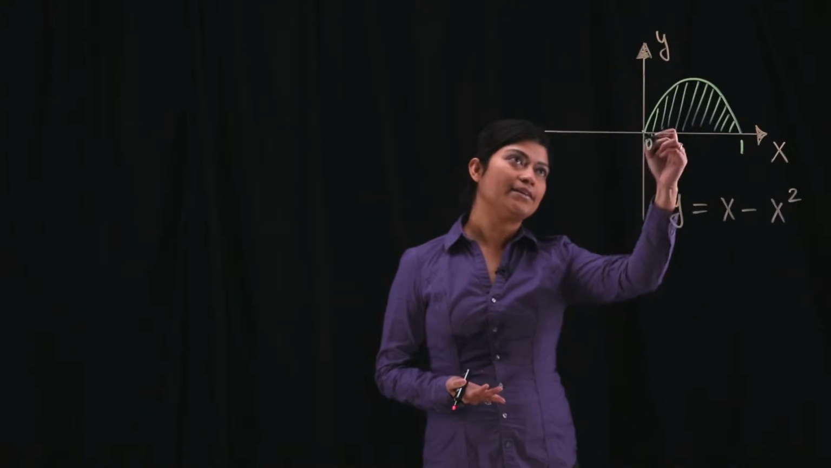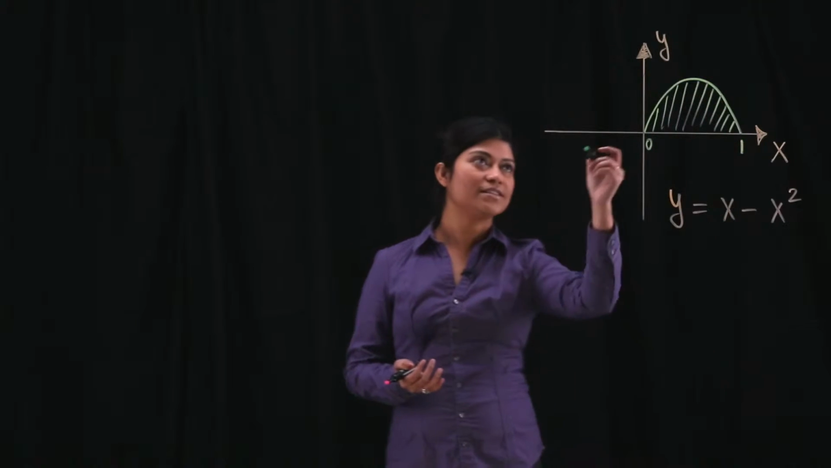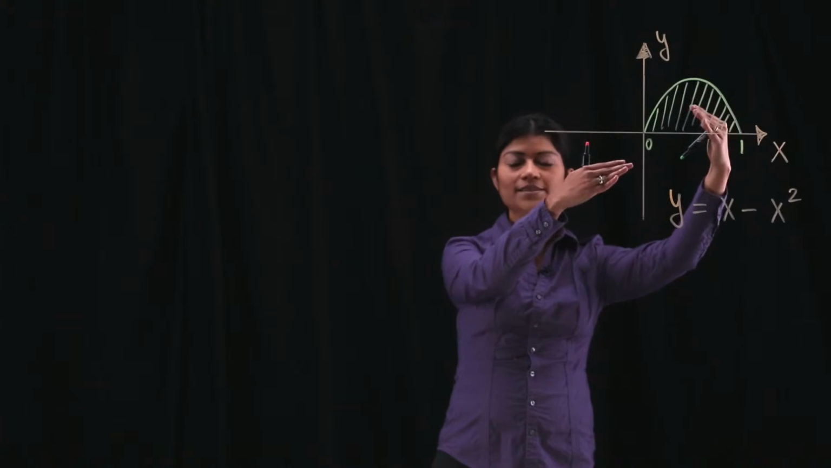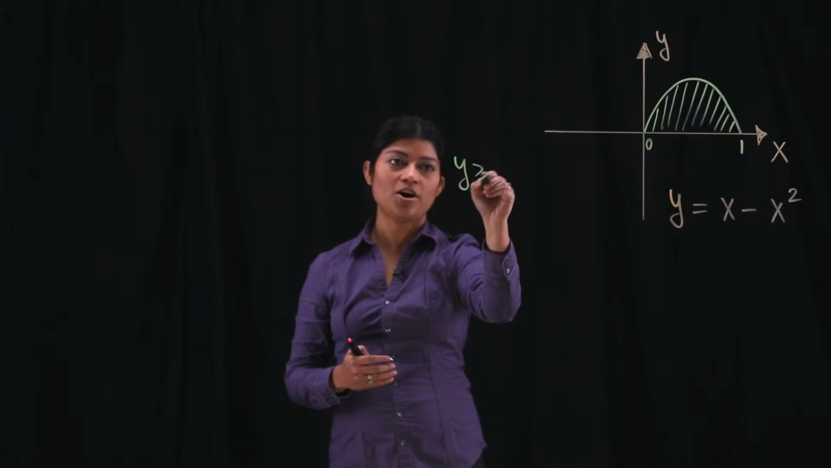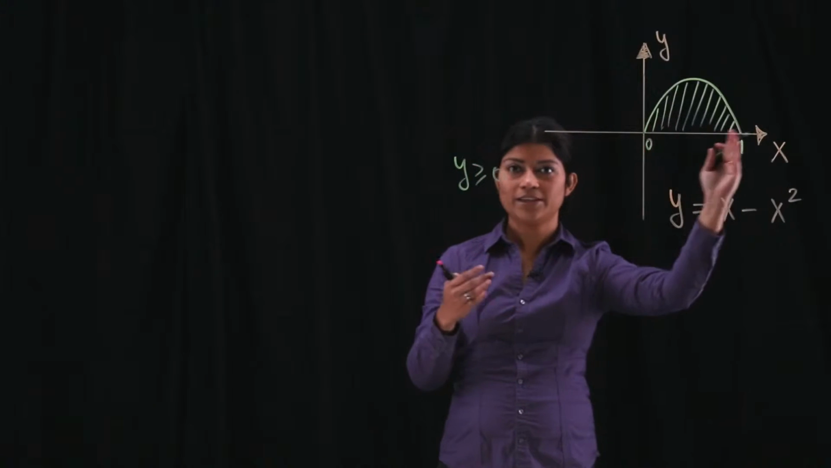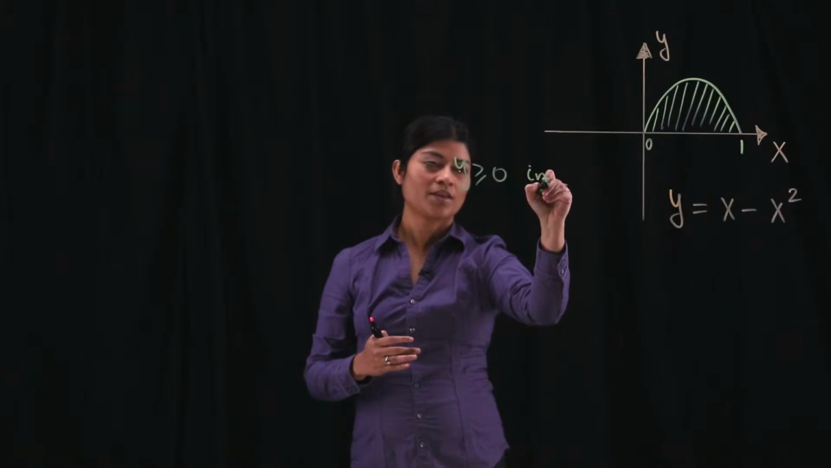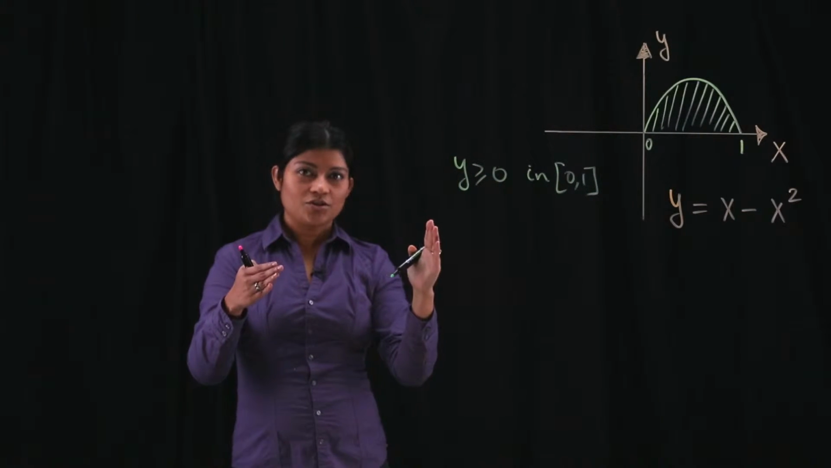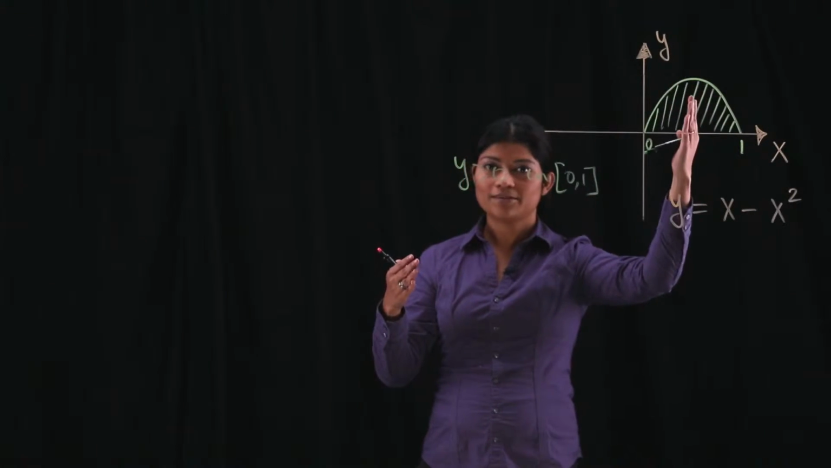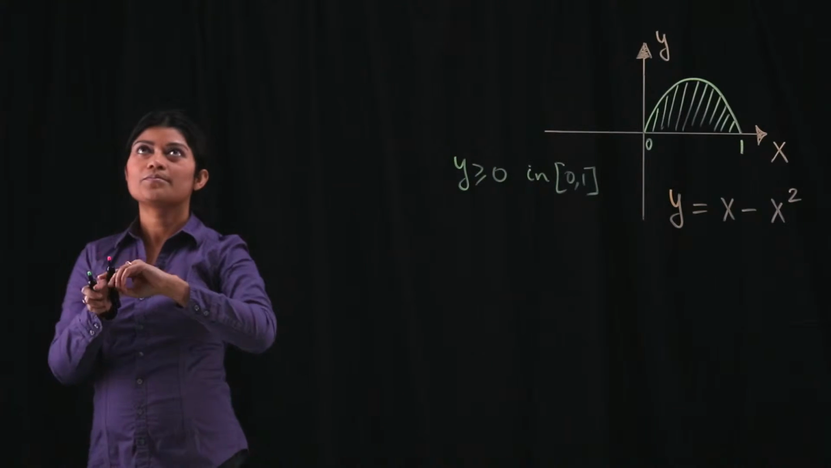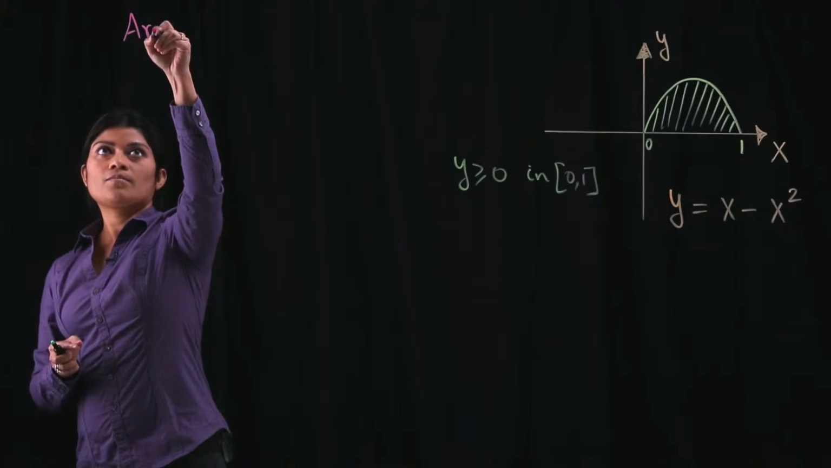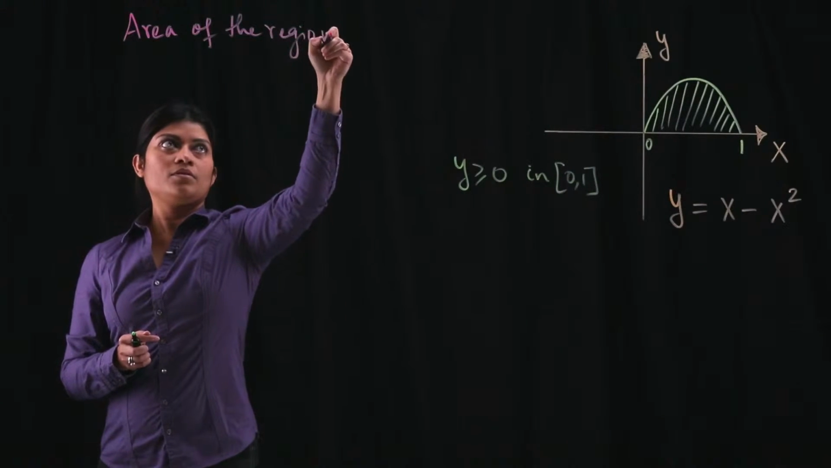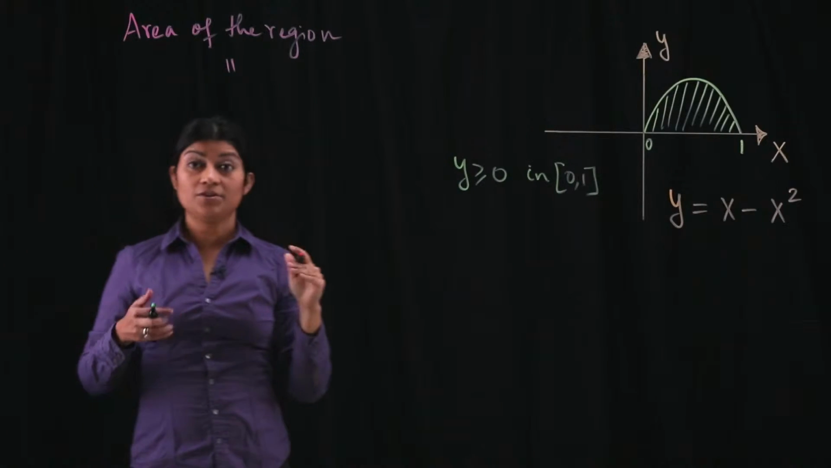So first notice that in this particular graph, the function is on top of the x-axis, which means that y is positive throughout this interval between 0 and 1. And so the definite integral will give us this area. Now, what is the definite integral? So let's write down the definite integral.